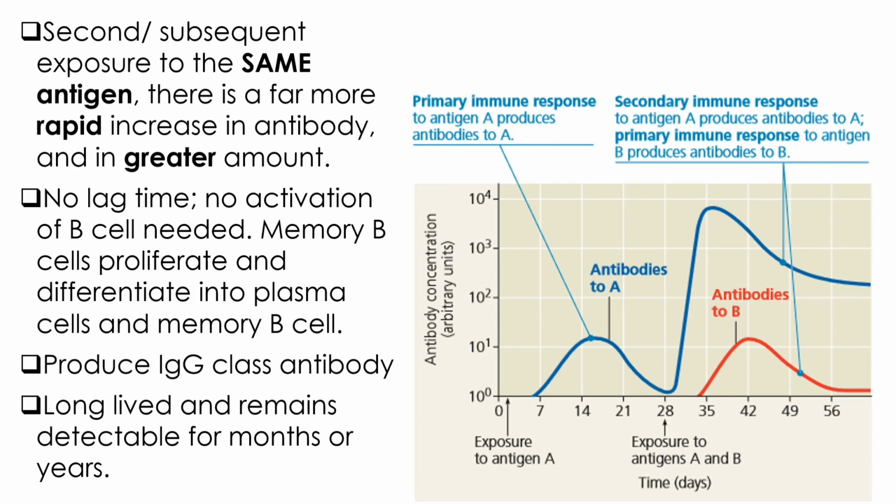Since the secondary response will provide a longer lasting protection against the antigen, this is why in most cases, vaccination will require 2 doses. The first dose is to stimulate the primary immune response. The second dose will stimulate the secondary immune response, which will provide our body with a long-lasting protection against the infection.